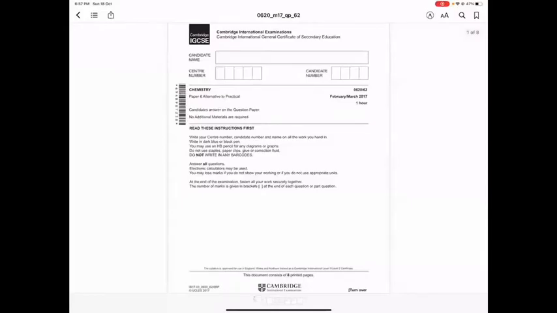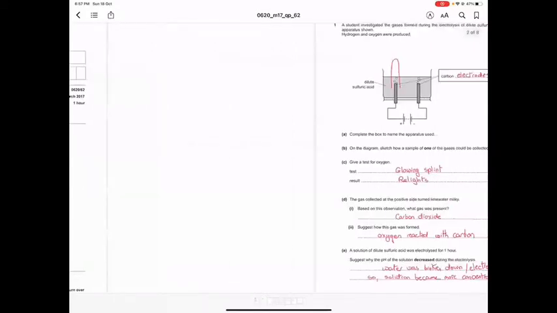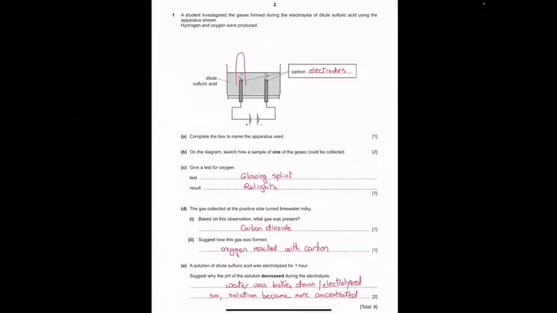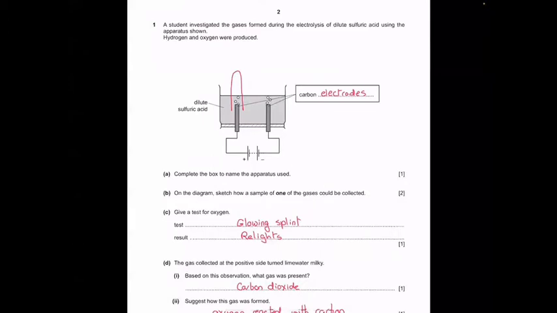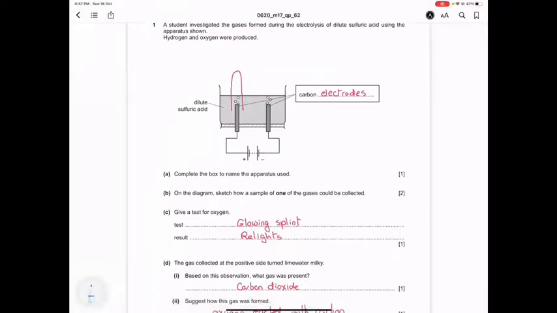March 2017, paper 6. A student investigates the gases formed during the electrolysis of dilute sulfuric acid using the apparatus shown. Hydrogen and oxygen were produced. Complete the box to name the apparatus used. Of course, these are carbon electrodes. On the diagram, sketch how a sample of one of the gases could be collected.